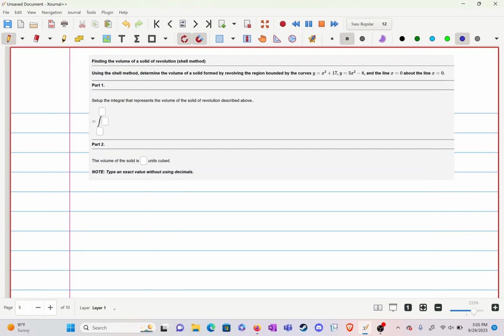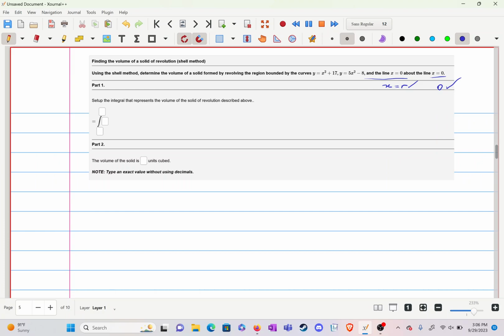All right, we're halfway through. So now we know, see problem 5. We know that we have two curves and a line x equals 0, about the line x equals 0. So we already know what our radius is going to be. That's simply going to be x. That's checked off. We know our lower bound is going to be 0. That's checked off. We need to find the upper bound, and we need to find our height.